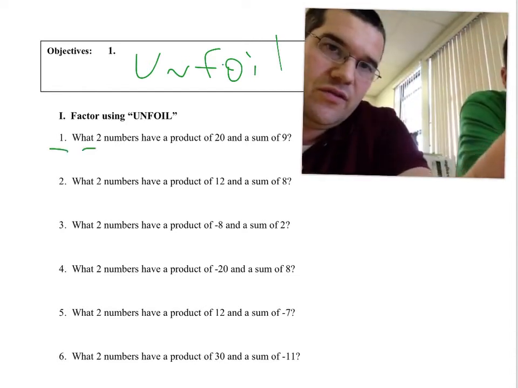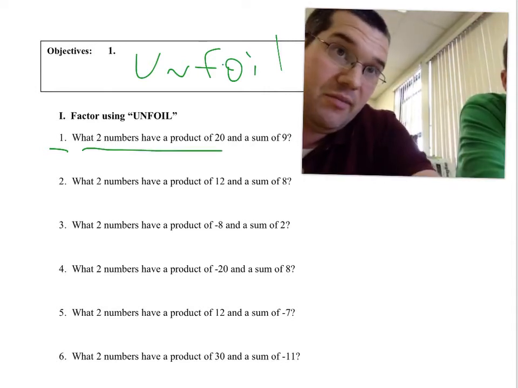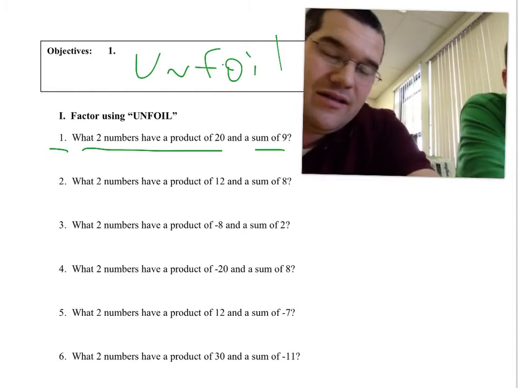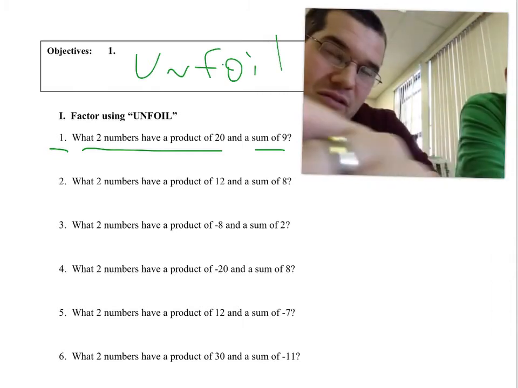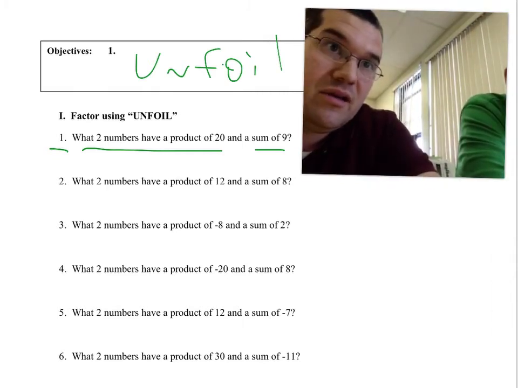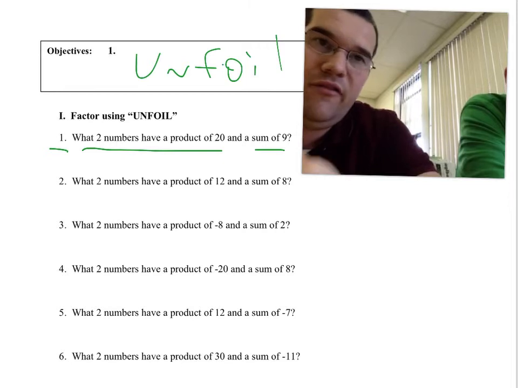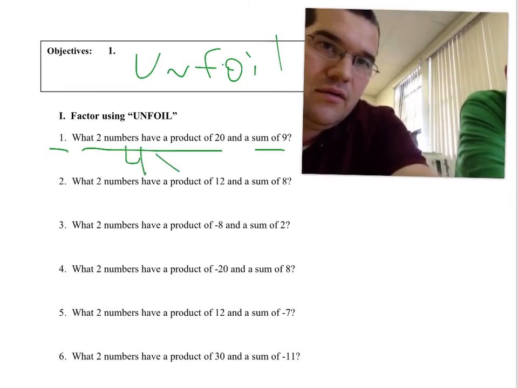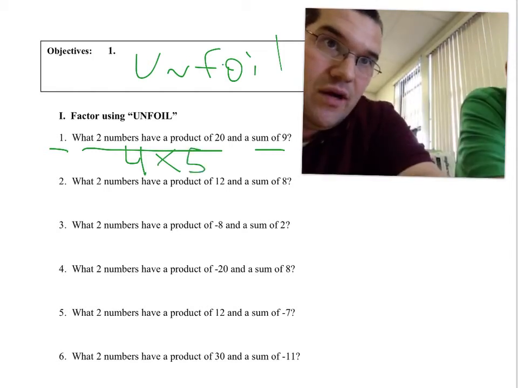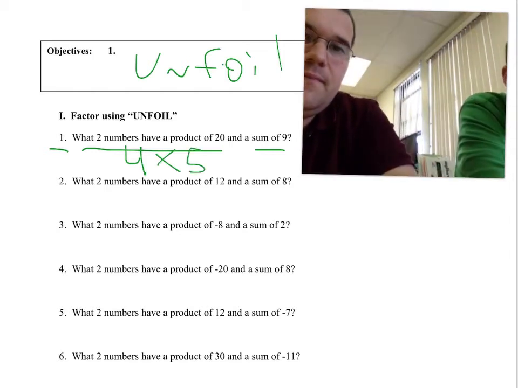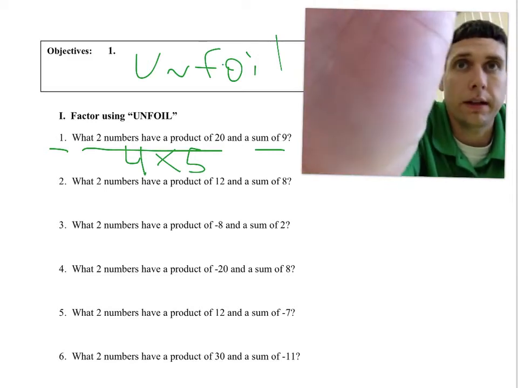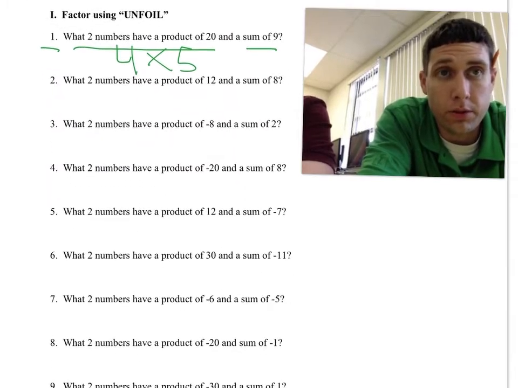We need to think of two numbers that have a product of 20, in other words they multiply together to give you 20, but when I add them up they give me 9. This is where we stress that you need to know your math facts. Off the top of my head, the numbers that multiply to 20 are 1 and 20, 4 and 5, 2 and 10, but the ones that add up to 9 are 4 and 5. Some mental math there: 4 times 5 is 20, 4 plus 5 is 9. So a lot of unfoiling has to do with using mental math.